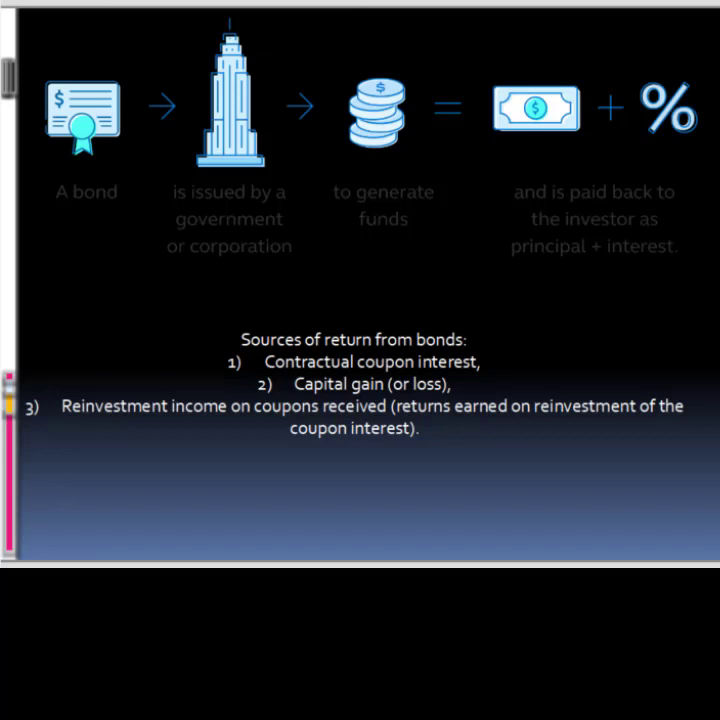It's important to understand the sources of return from bonds. It's the contractual coupon interest, where basically the company or the sovereign says, I will pay X amount per year. Then you have the capital gain or loss. Here is when you invest 99 to receive 100. And then you have the reinvestment of income on coupons received. So basically the returns that are earned during this investment, and then you can buy more bonds.